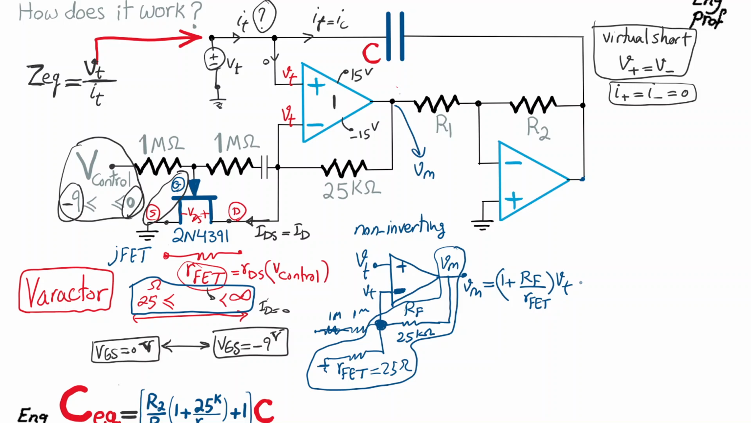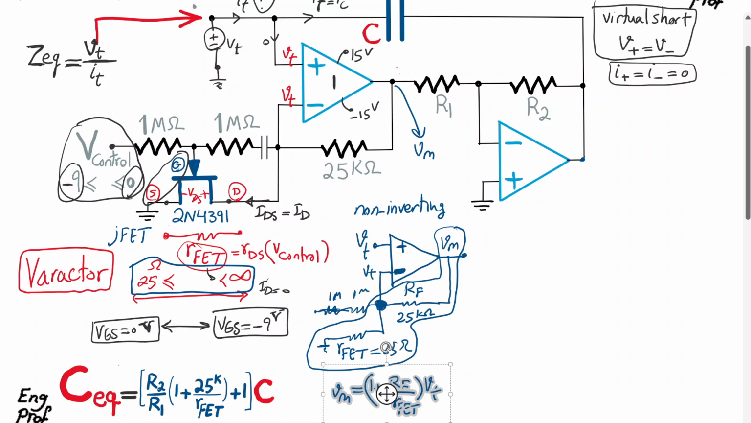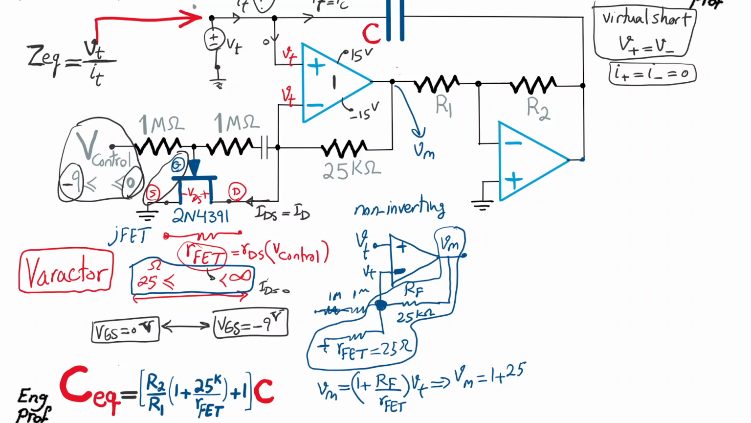Okay, regarding this, let me shift it to here so that there is enough space for the rest of the argument. I'm going to shift this to here, if you can see. Okay, great. So in this analysis, of course, RF is a fixed value, 25K. So in conclusion, Vm is 1 plus 25 kilo ohm divided by RFET, times Vtest. Let's keep that as our equation 1. I'm going to use it. Okay, we got to Vm.